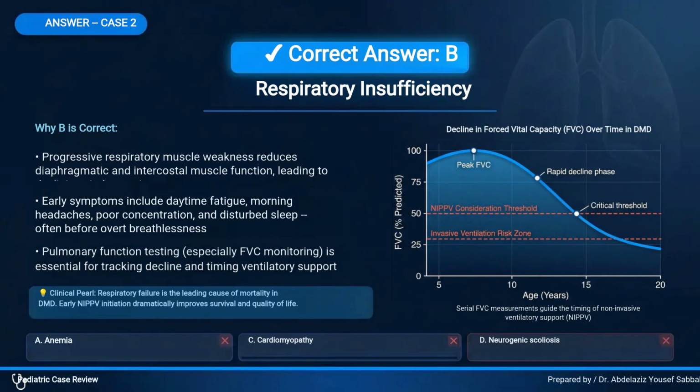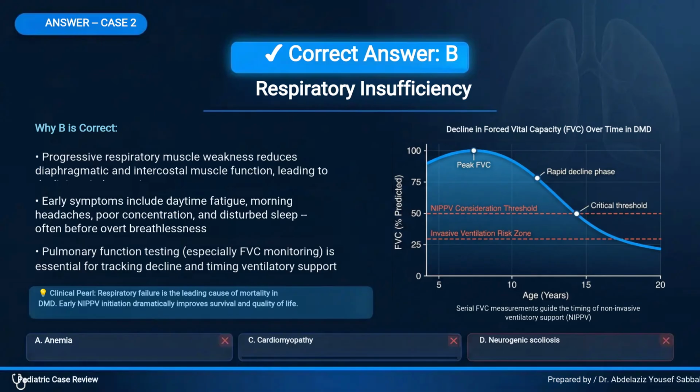Early symptoms include daytime fatigue, morning headaches, poor concentration, and disturbed sleep, often before overt breathlessness becomes apparent. Pulmonary function testing, especially forced vital capacity monitoring, is essential for tracking decline and timing ventilatory support. A critical clinical pearl: respiratory failure is the leading cause of mortality in Duchenne muscular dystrophy. Early non-invasive positive pressure ventilation initiation dramatically improves survival and quality of life.